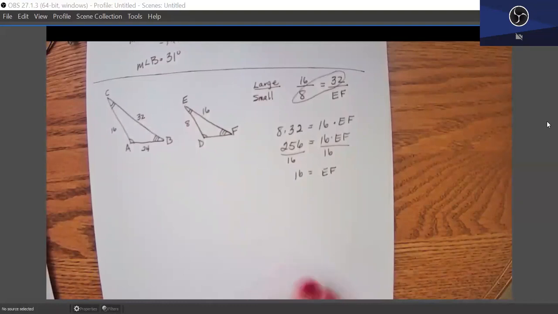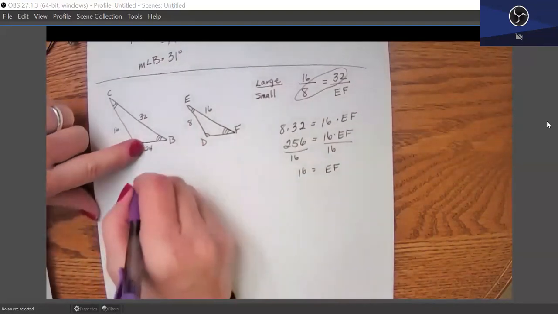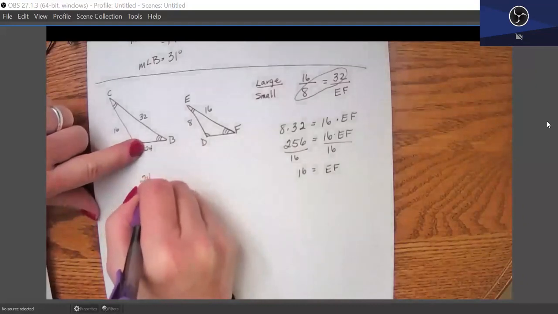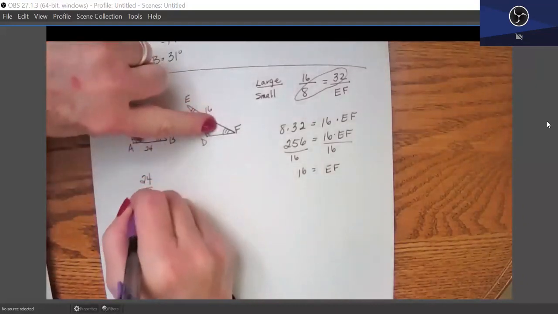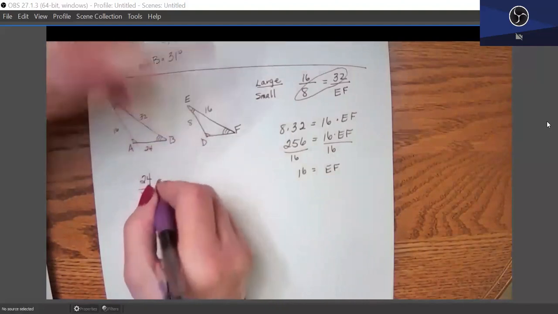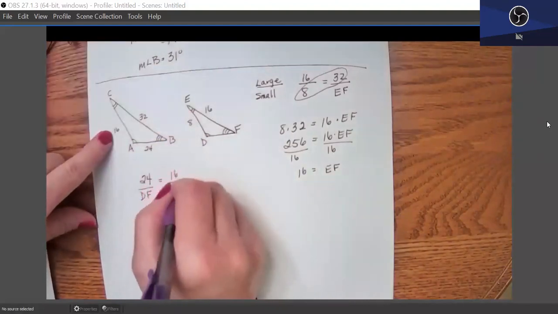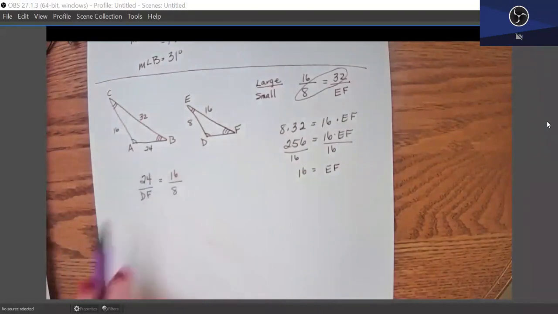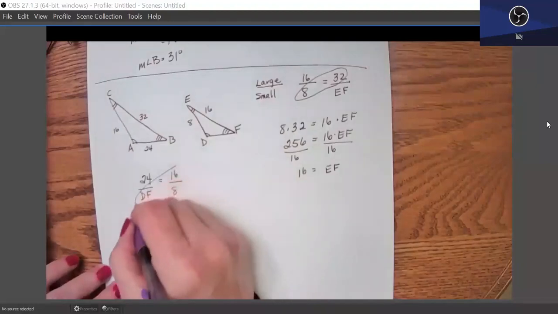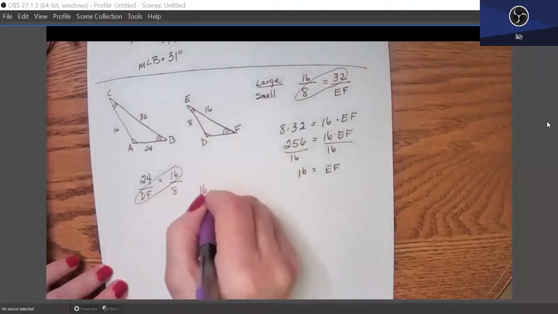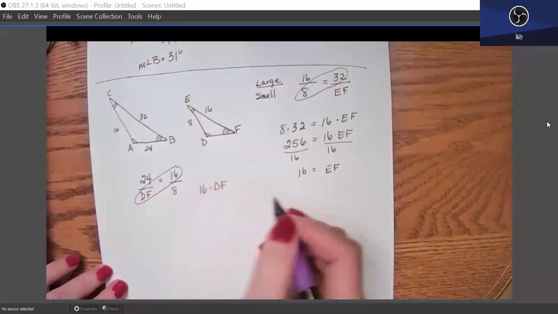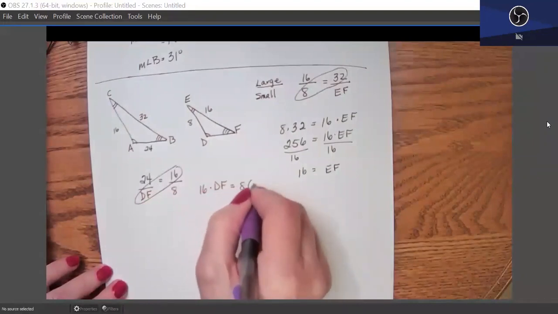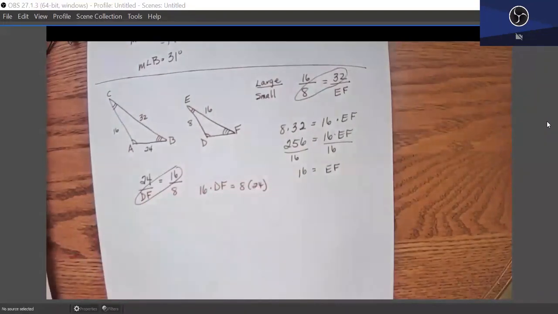We're going to do the same thing for side DF. We're going to say 24 is to side DF as 16 is to side 8. My large measurements are in the numerator. My small measurements are in the denominator. And let's cross multiply. 16 times side length of DF is going to equal 8 times 24.